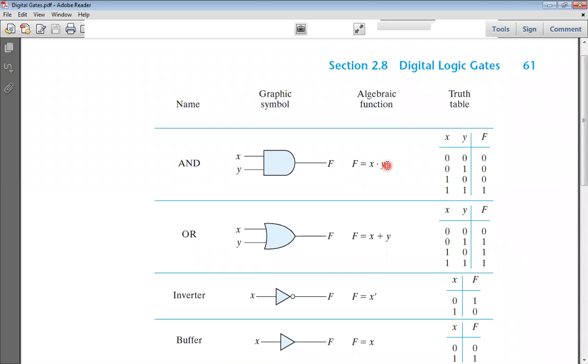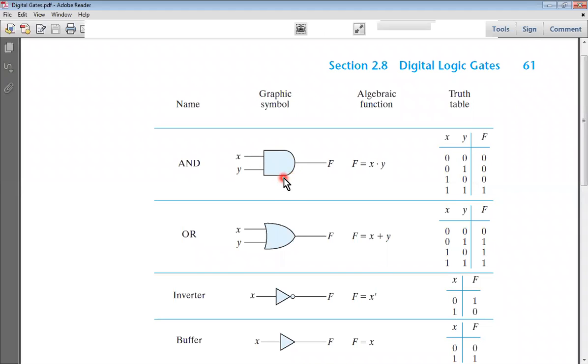Gates are functional building blocks of digital circuits. All digital circuits, however complex the circuit may be, are made out of these gates. These are the fundamental gates in digital electronics. We build all the complex circuits, and however complex they are, they are built out of these gates.